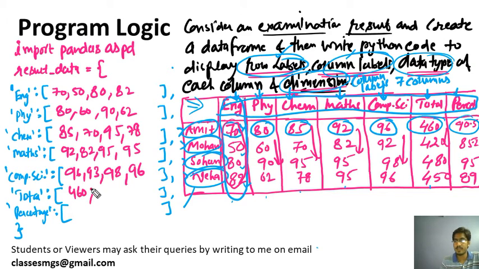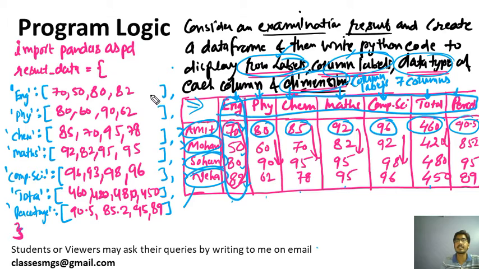460, 420, 480, 450, then you will have 90.5, 85.2, 95 and 89. So this is the dictionary we have created.